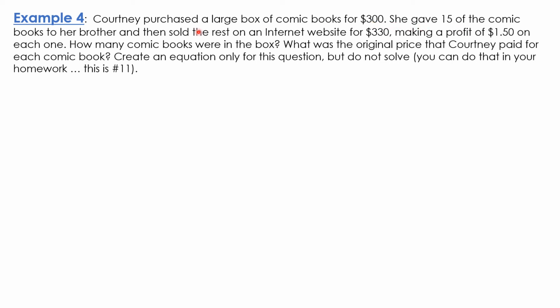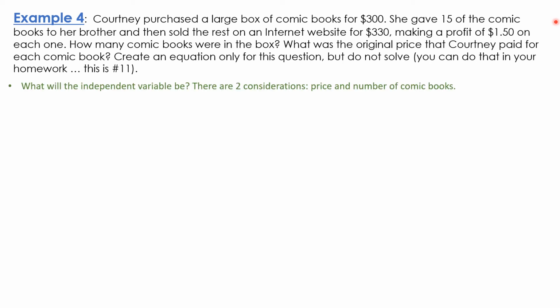She gave 15 of the comic books to her brother. Okay, so we're good here. We don't know how many were in the box, but she gave 15 away. And she sold the rest on an internet website for $330, making a profit of $1.50 on each one. How many comic books were in the box? And what was the original price that Courtney paid for each comic book? Okay, this is a little more complicated than the other one.